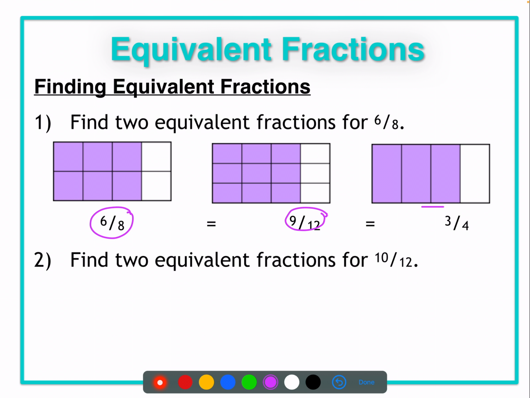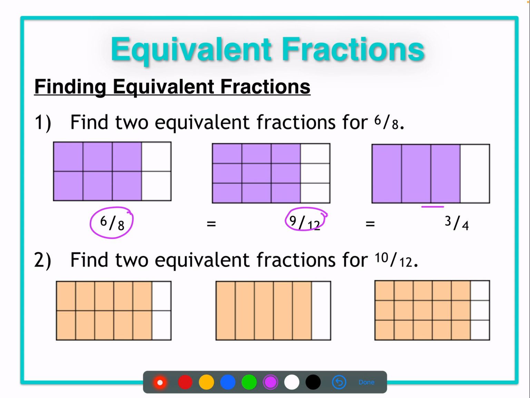Now find two equivalent fractions for 10/12. The first drawing is 10/12. The second drawing is the simplest form, which is 5/6. And if you multiply 5/6 times 3, you will have 15/18. So they are all equivalent fractions.